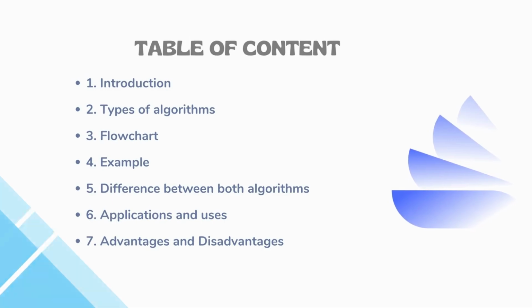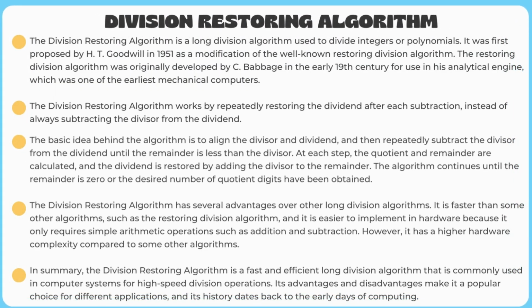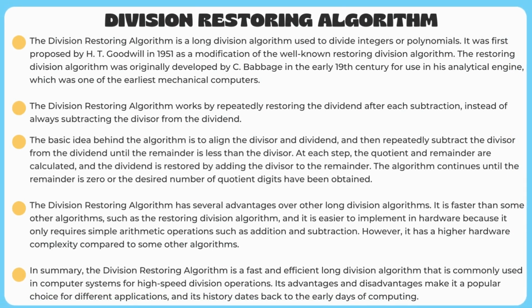And now we will start with history and basics of the division restoring algorithm. The division restoring algorithm is a long division algorithm used to divide integers or polynomials. It was first proposed by St. Goodwill in 1951 as a modification of the well-known restoring division algorithm. The restoring division algorithm was originally developed by C. Babbage in the early 19th century for use in his analytical engine, which was one of the earliest mechanical computers.